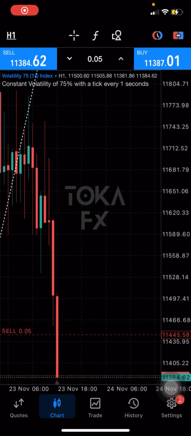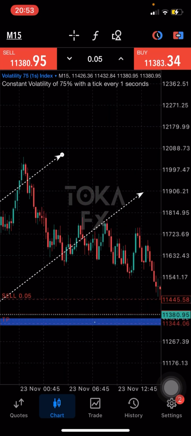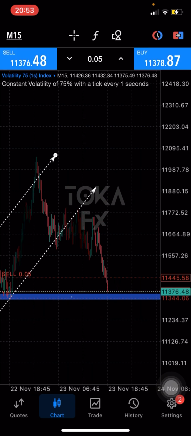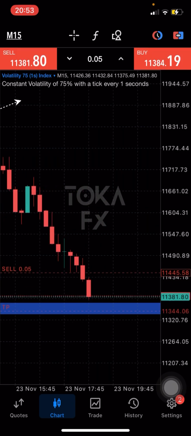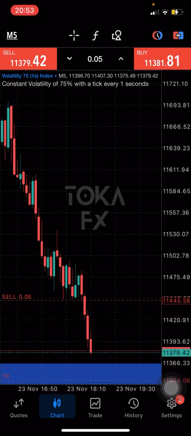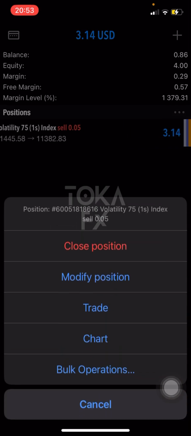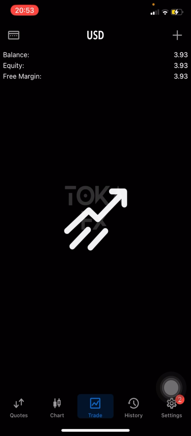So there we are, guys. As you can see, the market has pushed to the downside. We are just close to hitting our TP, but then yeah, this is a major win for us. We've managed to make a bit of profit there, $3. Let's just close and then look for other trading opportunities.